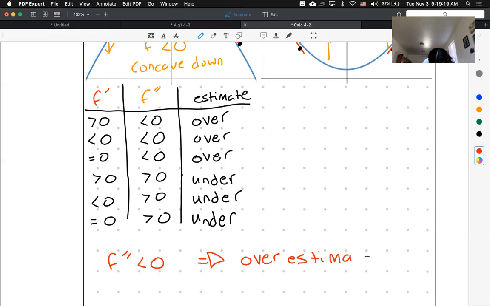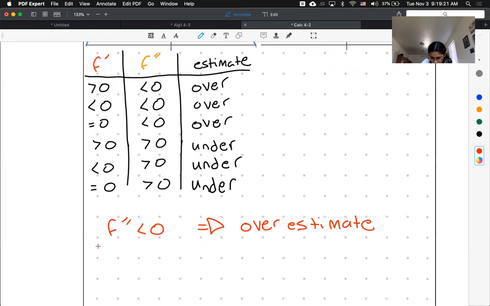There it is. Write it down for our notes. This is a speed sheet result right here. F double prime greater than 0. It's going to be an under estimate. And you can remember these however you'd like. Like if you think F double prime less than 0, it's concave down. Down is the opposite of up, and up is like an overestimate. I don't know how you guys want to think of this.